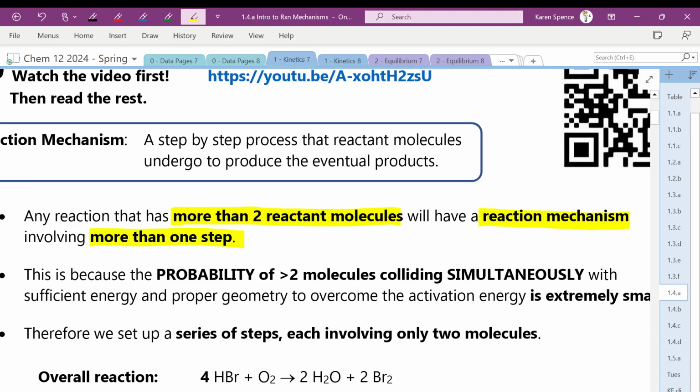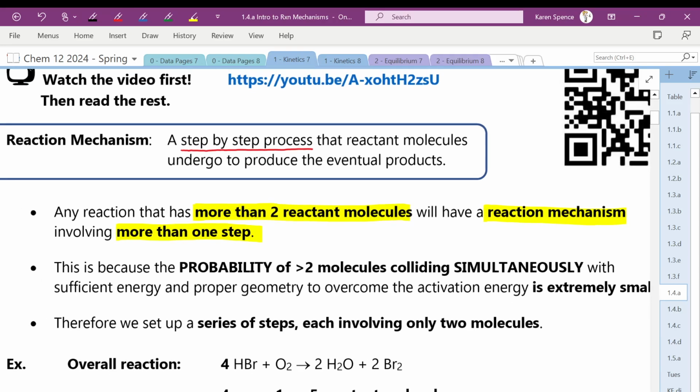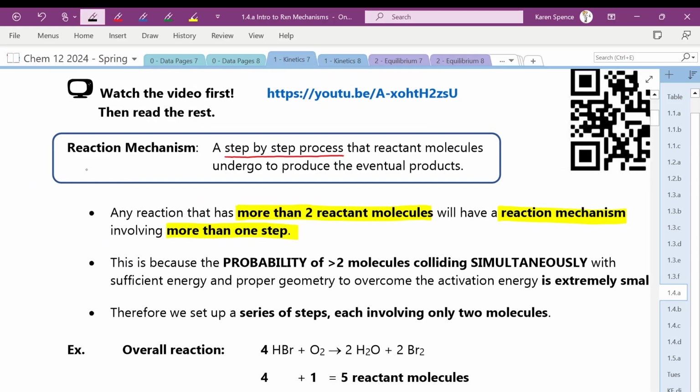So what the heck is a reaction mechanism? Well, it involves more than 1 step, so it is a step-by-step process. Step 1, step 2, step 3, that reactant molecules undergo in order to produce the eventual products. Okay, so here is our definition.